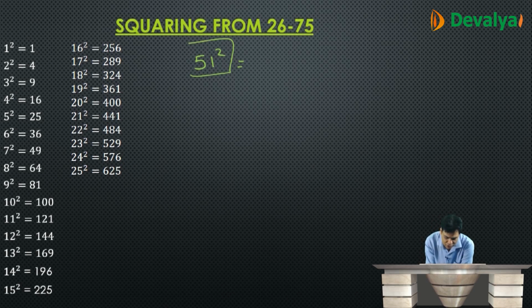So what would be the square of 51? The difference between 51 and the base is positive 1. 51 minus 50 would be positive 1. So we add that 1, and since it is positive, we are supposed to add it to 25. We got the first 2 digits, that is 26.